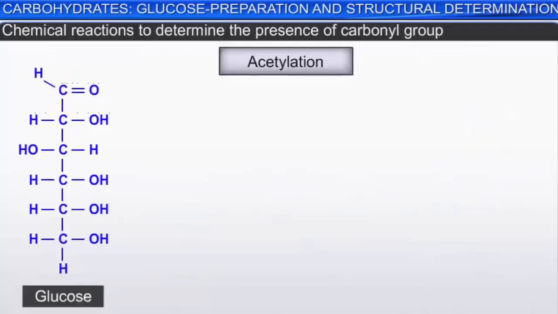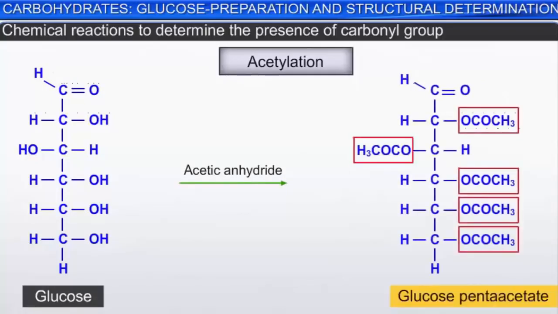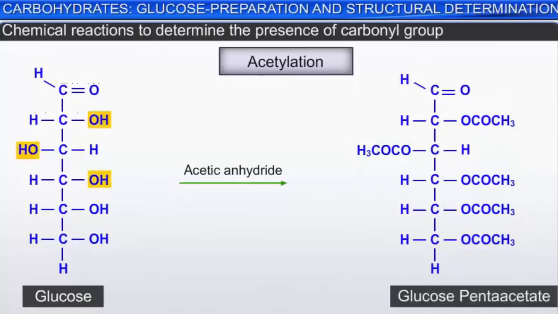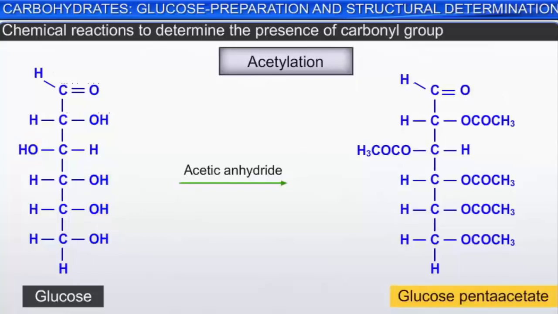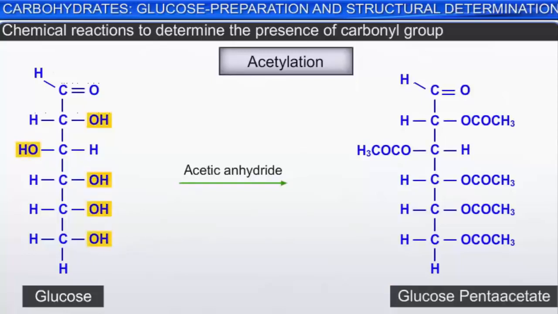The acetylation reaction of glucose with acetic anhydride results in the formation of glucose pentaacetate. This indicates that 5 hydroxyl groups are present in a molecule. As the pentaacetyl derivative formed is stable, it means that the 5 hydroxyl groups are attached to different carbon atoms.